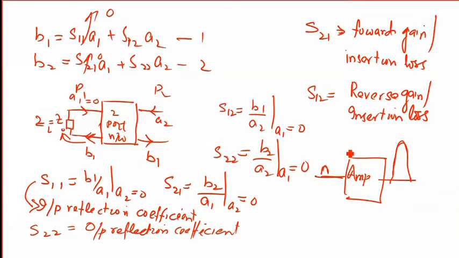So S21 is the gain of the amplifier. अब ये देखें, हमने शुरू में कहा था कि this is input and this one indicates output. So the signal at the input and the signal at the output, S21. So this S21 is basically the forward gain.